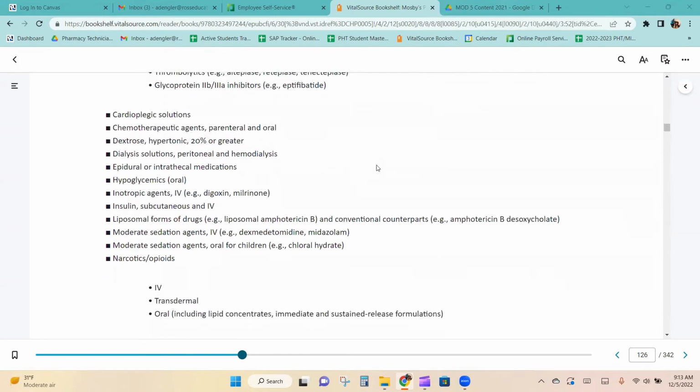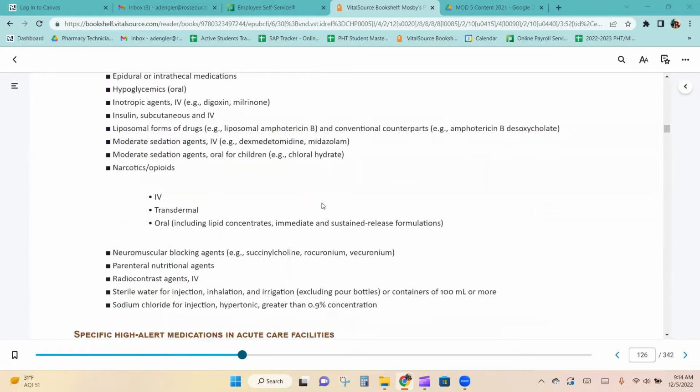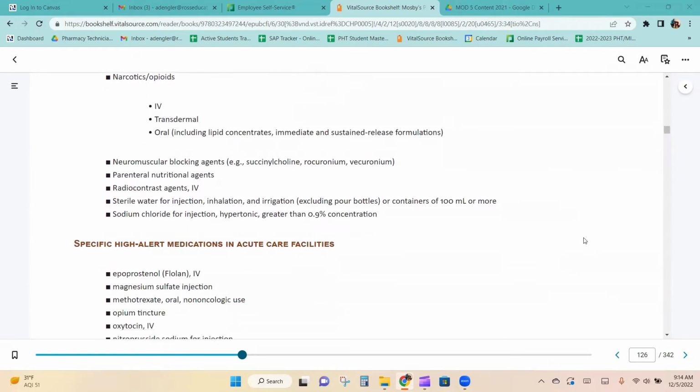Cardioplegic solutions, chemotherapeutic agents, both parenteral and oral, dextrose, hypertonic 20% or greater, dialysis solutions, epidural or intrathecal medications, hypoglycemics, inotropic agents, insulin, subcutaneous and IV, liposomal forms of drugs, moderate sedation agents, oral for children, narcotics and opioids, IV, transdermal, and oral, neuromuscular blocking agents, parenteral nutrition agents, radio contrast agents, IV, sterile water for injection, inhalation, and irrigation, excluding pour bottles or containers of 100 ml or more, and sodium chloride for injection, hypertonic, greater than 0.9% concentration.